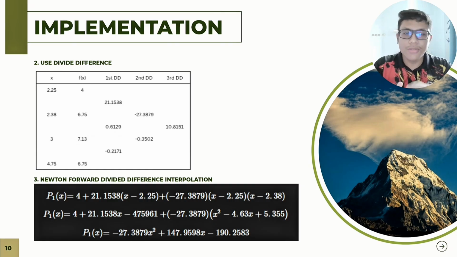For the third step, we'll be using the Newton forward divided difference interpolation. We are only using the values of 4, 21.1, 27.1538 and negative 27.3879. We derive the quadratic polynomial exactly as in the picture below.